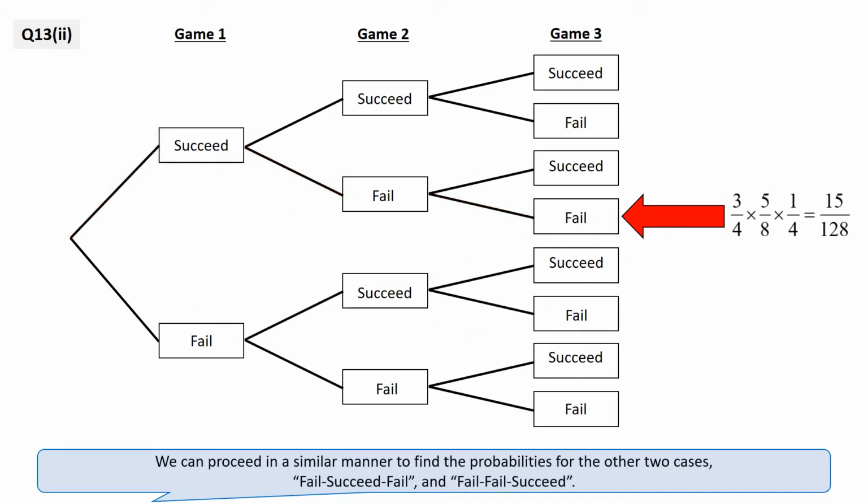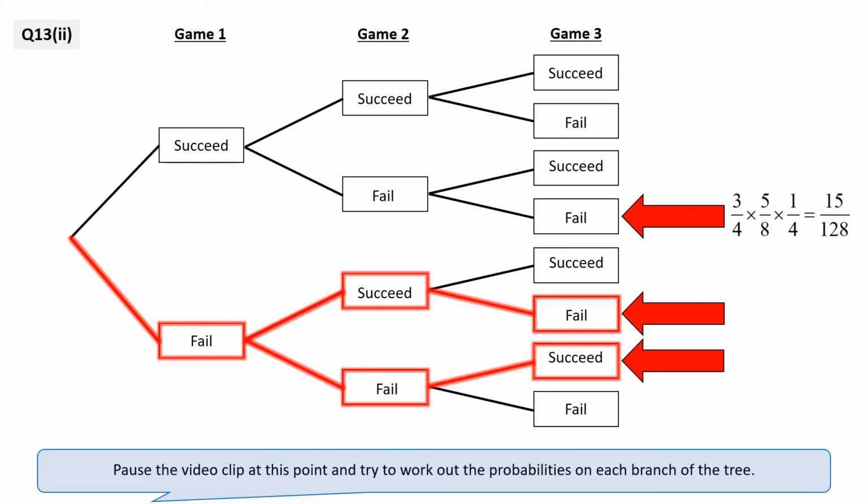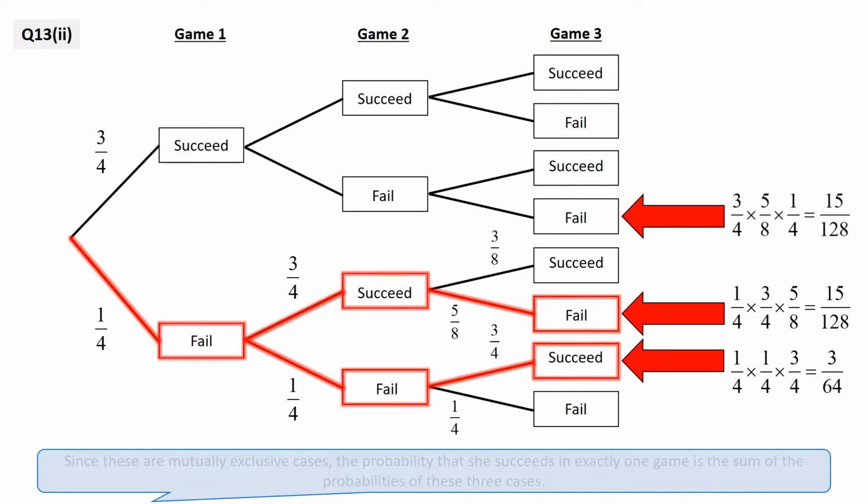We can proceed in a similar manner to find the probabilities for the other 2 cases, fail, succeed, fail, and fail, fail, succeed. Pause the video clip at this point and try to work out the probabilities on each branch of the tree. These are the probabilities along each of the branches of the tree. Did you calculate them correctly?